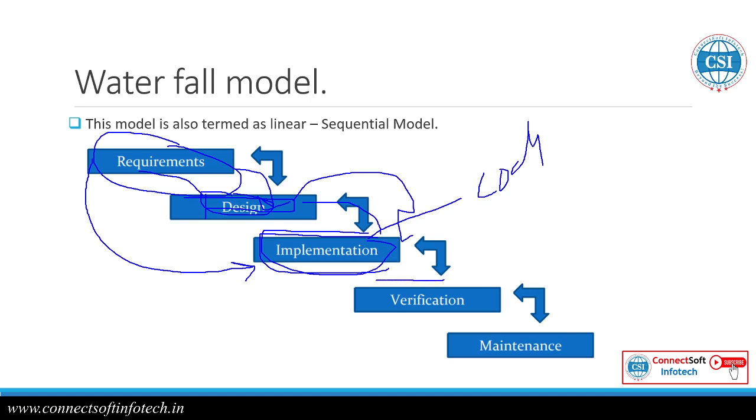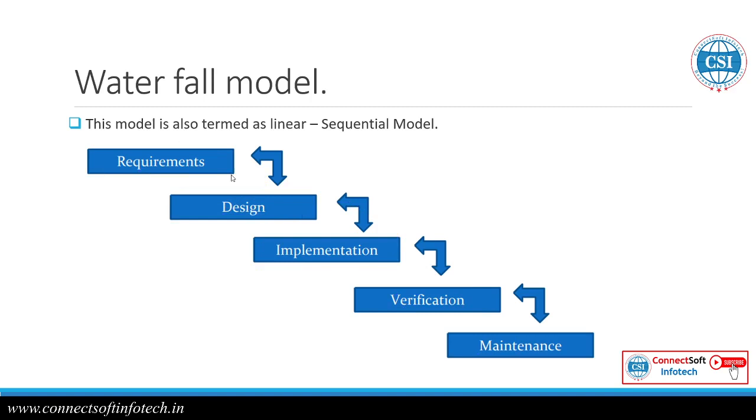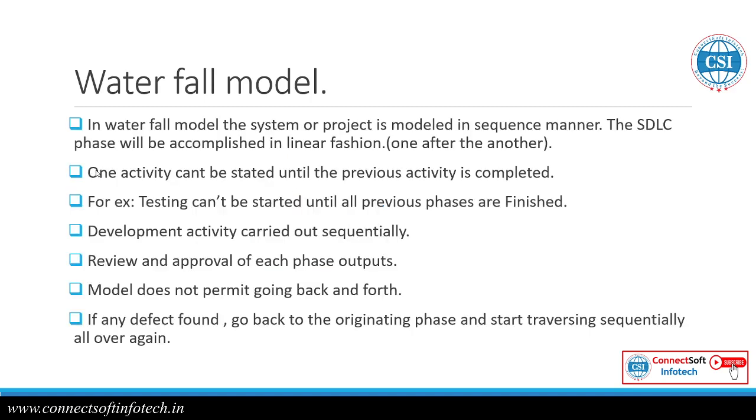Then go for the verification. Verification means the testing phase. Once that is reviewed and signed off, then go for the maintenance. So once one step is completed, we start the next step. Then when the next stage is completed, we go to the next stage. We can't go directly. One activity can't be started until the previous activity is completed. So we go one after another.